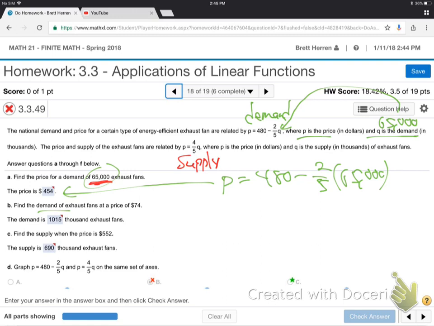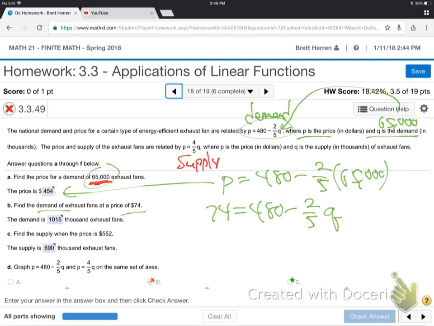Next part, find the demand for the price of 74. Now they're giving me the price, the P, of 74, and they want me to solve for Q. Solve that little equation for Q. I'm still using this guy. We're still talking about the demand equation, but they're going vice versa. Now they're giving me the price, the P, and they're asking for the Q. That's a harder game to play that way. I got to solve for Q. How do you solve that equation for Q?